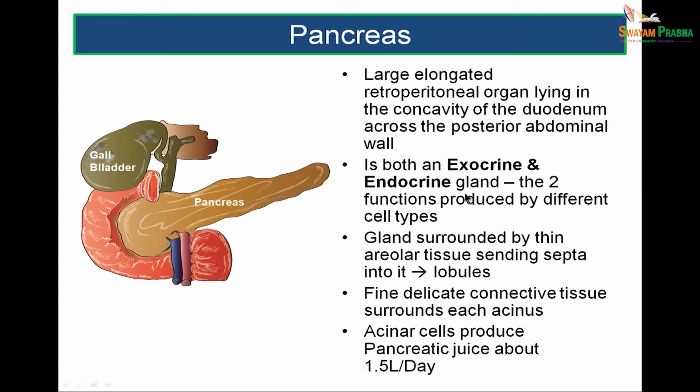It also has an endocrine part which has special cells producing substances like insulin and glucagon. So, it has an exocrine part and an endocrine part having two different sets of cells producing these two different functions. The gland has a capsule around it, a very thin areolar tissue which sends septae into it, giving you lobules. The acinous cells in the pancreas can produce pancreatic juice of about 1.5 liters per day.